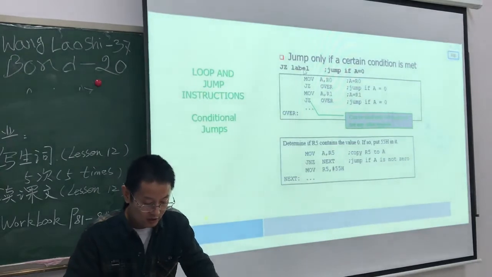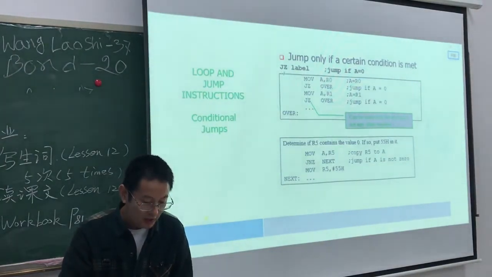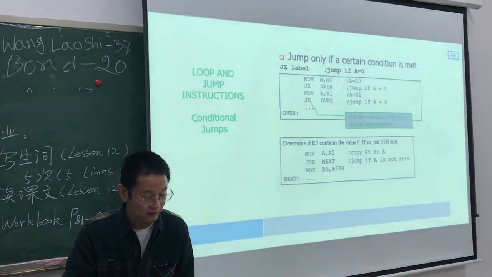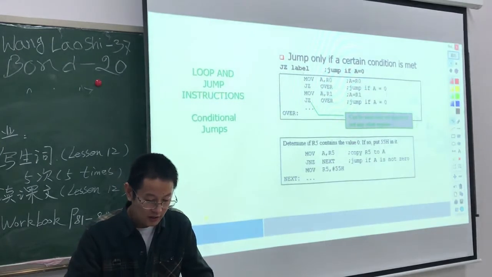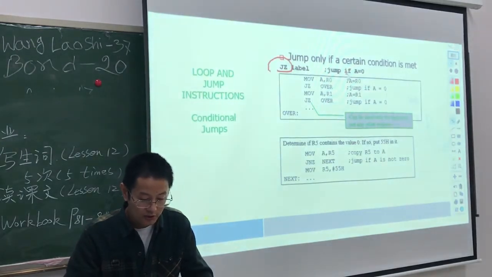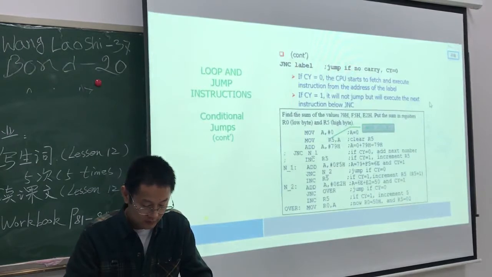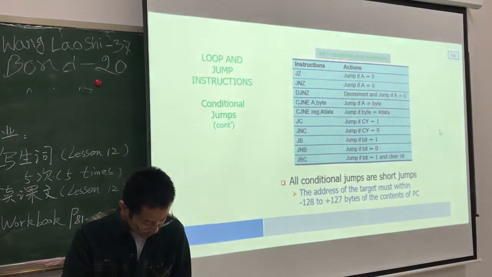Jump is just according to the condition and jump to the level. JZ is according to A, and then the jump. JNC is according to the state of CY, and then the jump.